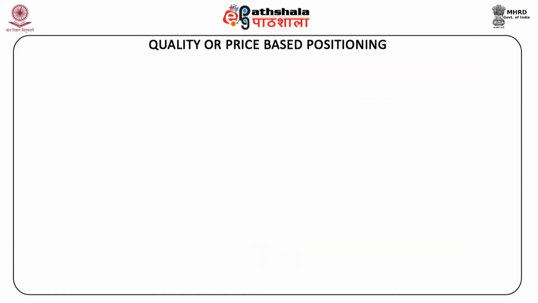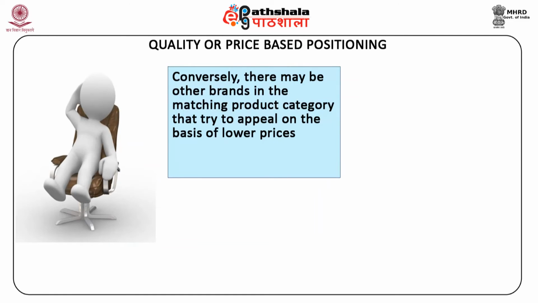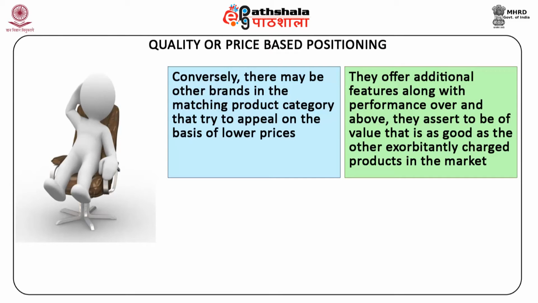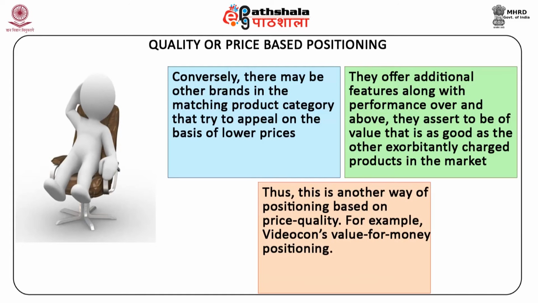Conversely, there may be other brands in the matching product category that try to appeal on the basis of lower prices. They offer additional features along with performance over and above. They assert to be of value that is as good as the other exorbitantly charged products in the market. Thus, this is another way of positioning based on price quality. For example, Videocon's value for money positioning.